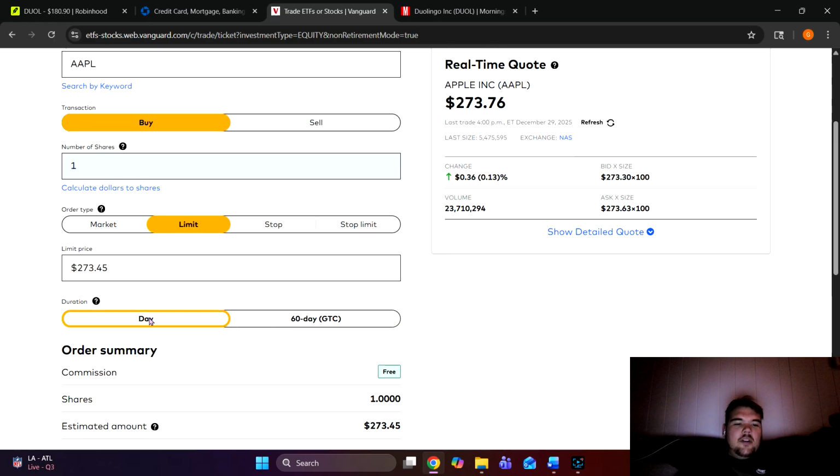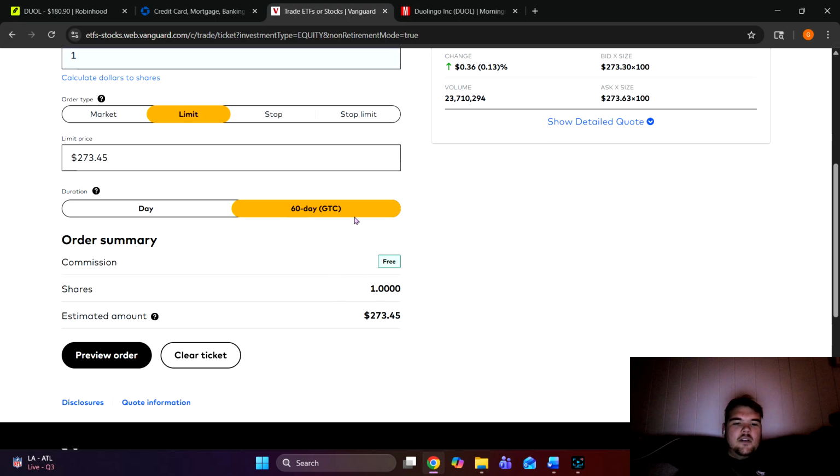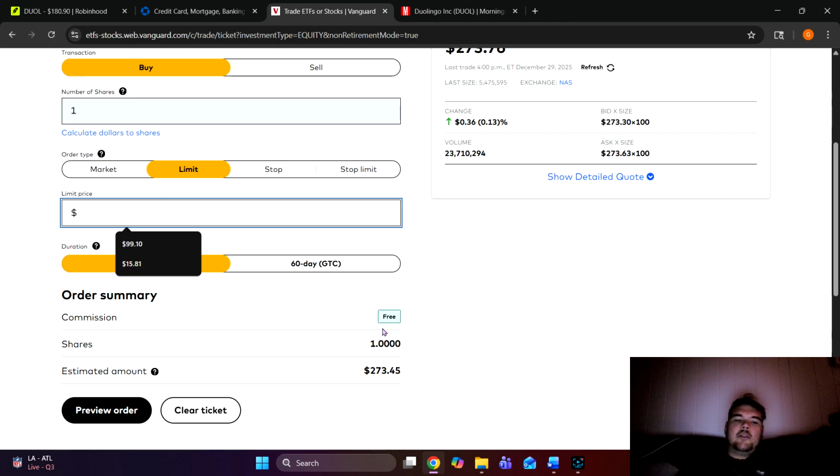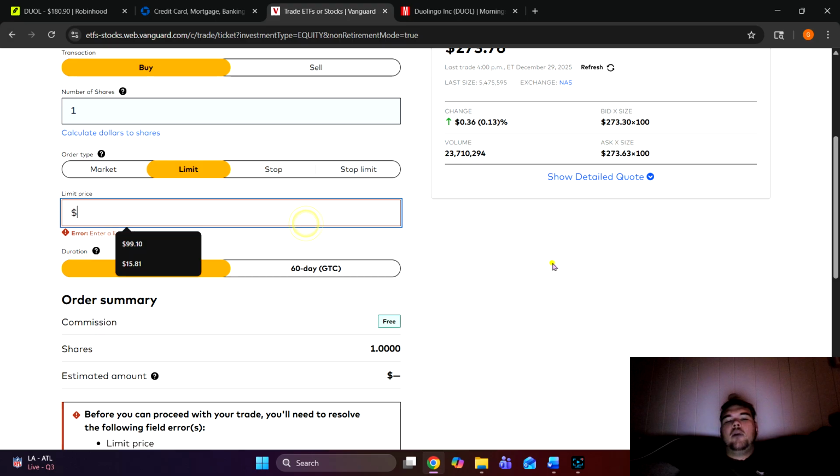Anyway, and then the duration: you can set the limit order for the day, or you can set it for 60 days, so it won't expire for 60 days. If you're going to do a limit order, I'd probably just do it for the day, unless you're really looking far out in the future and you're trying to predict where the stock price might go and what you'd be comfortable buying it at.